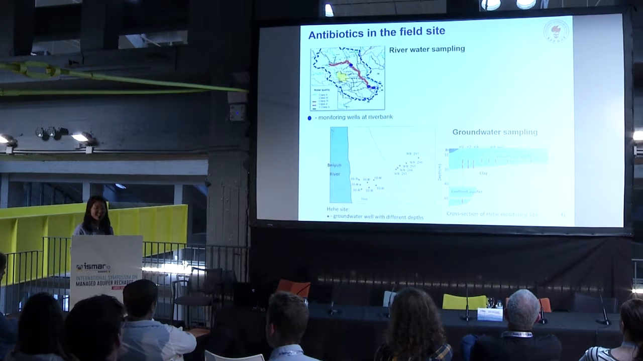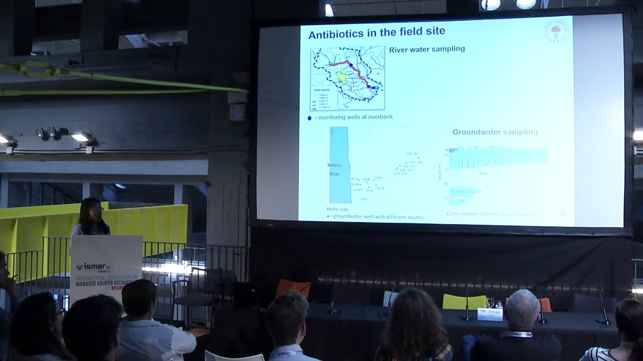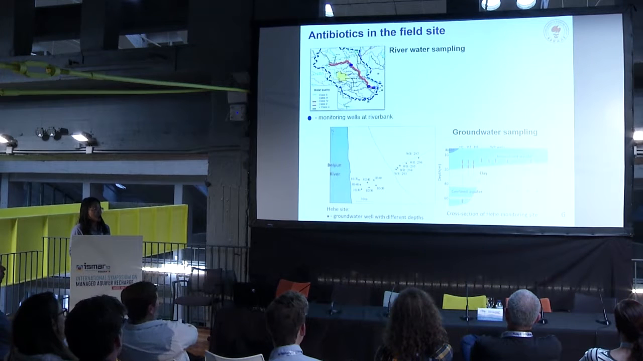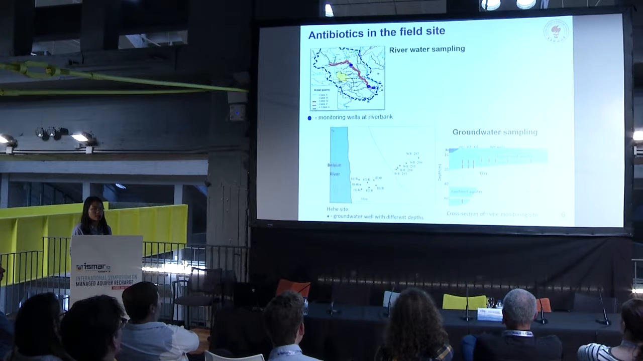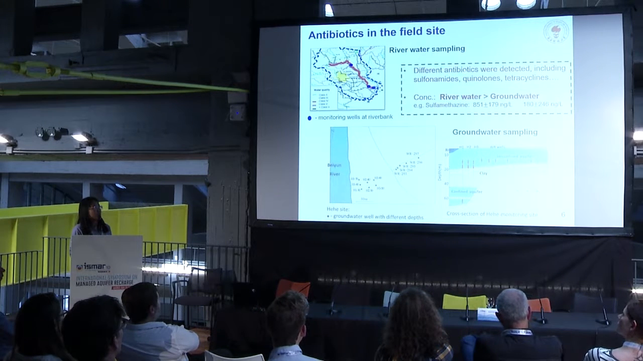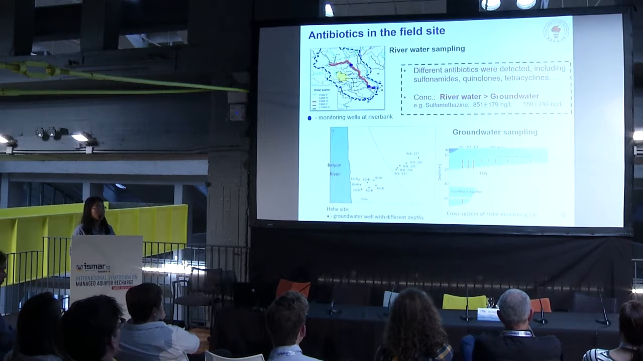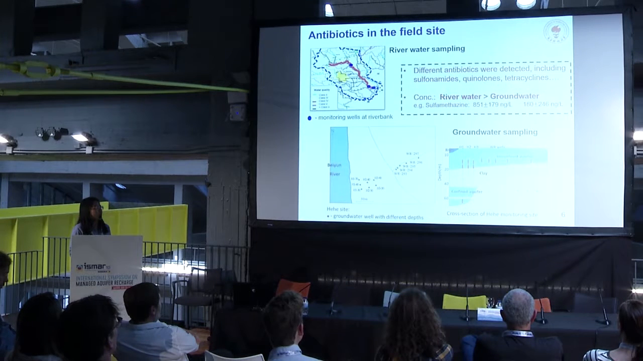They have different riverbank distances. This cross-section of the monitoring site shows that the monitoring wells have different depths in the unconfined aquifer. We take samples from the river water and the groundwater, and we measure the pollutants in the lab. Generally, different antibiotics could be measured, including sulfonamides, tetracyclines, and quinolones. And generally, the antibiotic concentration in the river water is higher than in the groundwater.